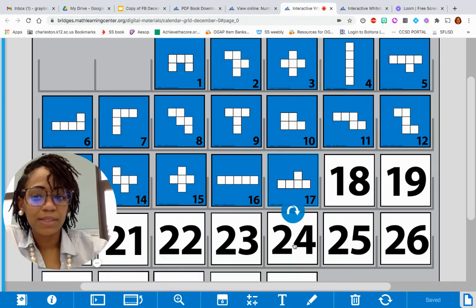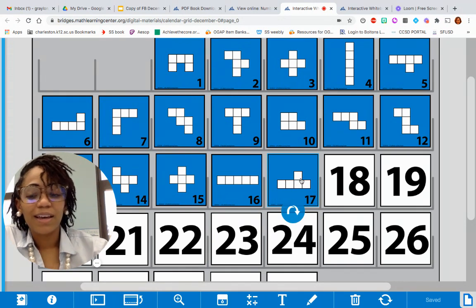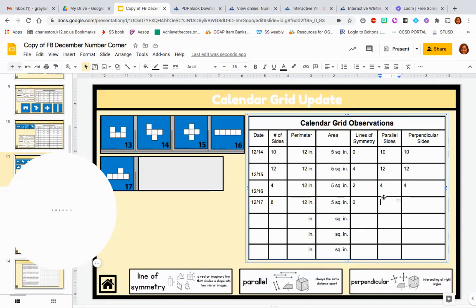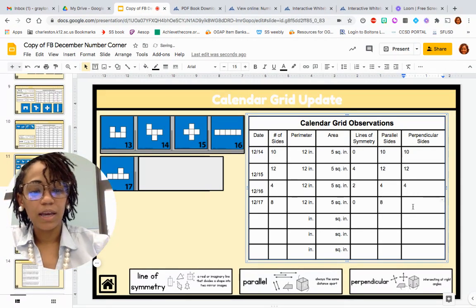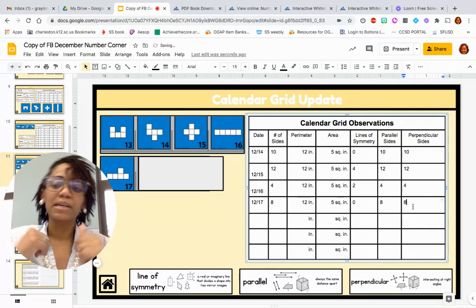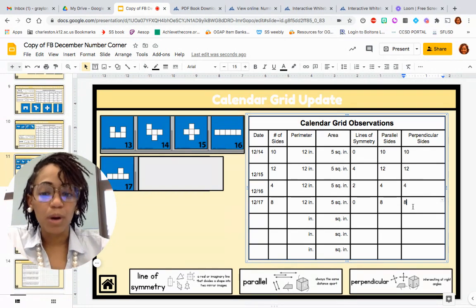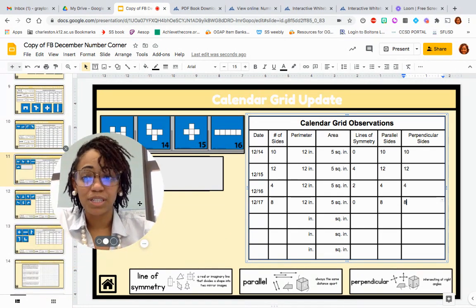And how many perpendicular lines? How many corners? 1, 2, 3, 4, 5, 6, 7, 8 as well. So we can fill that in also. 8 parallel lines, 8 perpendicular lines. Boom, there it is. Now we're going to talk more about lines of symmetry today.